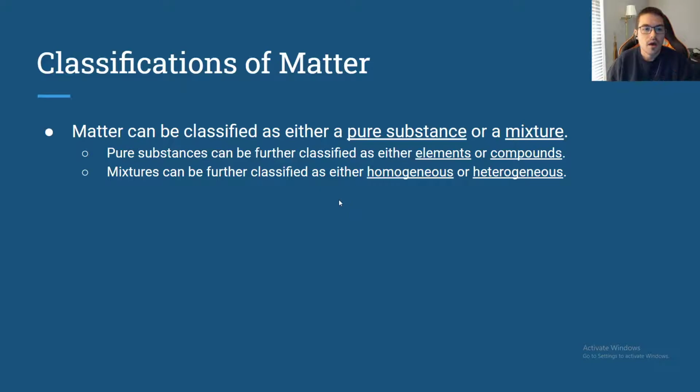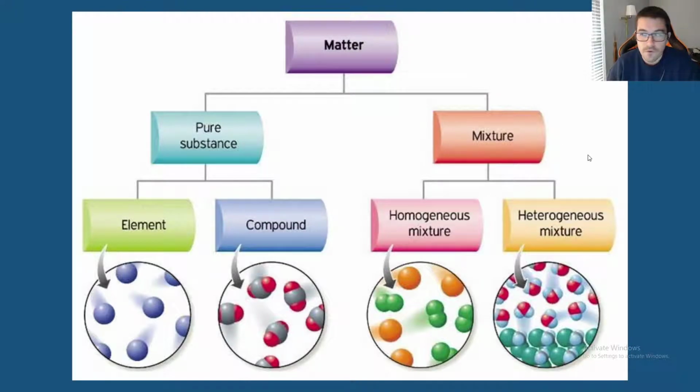Okay, so what we're going to do today, now that we kind of know what matter is, is learn how to classify it into different categories. Actually, let me show you this graph first. Matter can be broken up into two big categories. It can either be a pure substance or it can be a mixture. That's the first distinction that you have to make.